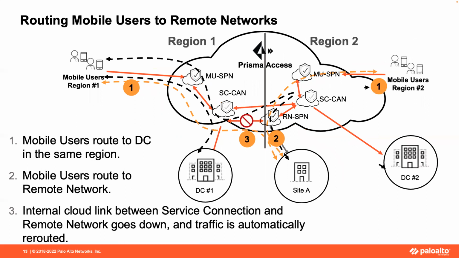And it's the same with remote users. So therefore, you also go to the closest corporate access node. You also get the closest service connection. There's built-in redundancy in case something goes down, and there's nothing you have to build to make this happen.